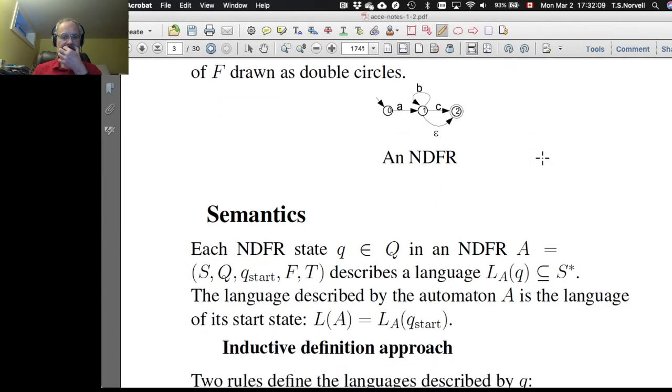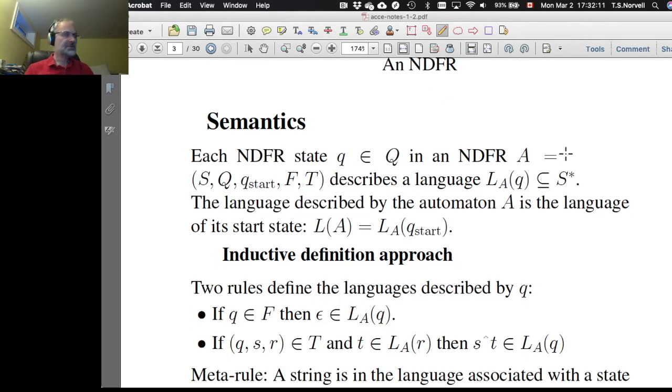Now, what does it mean? Just as we gave a meaning to a regular expression by defining what language it corresponds to, we're also going to give a meaning to our NDFAs by defining the language that they define. In fact, I'm going to do more than that. For each state in my NDFA, I am going to assign a language, and then the language of the NDFA will be the language of its start state.